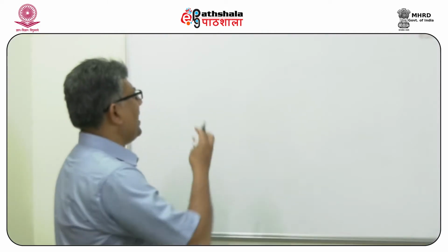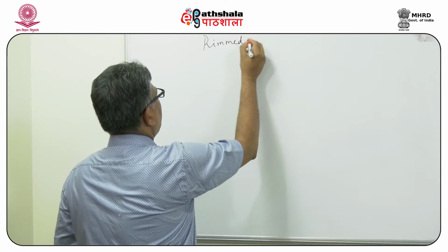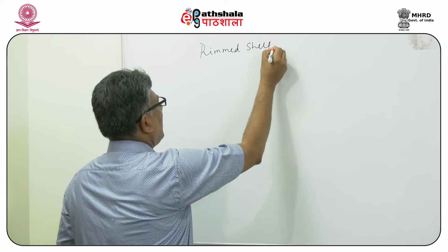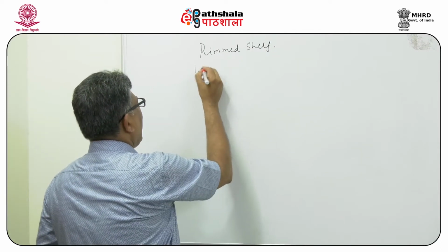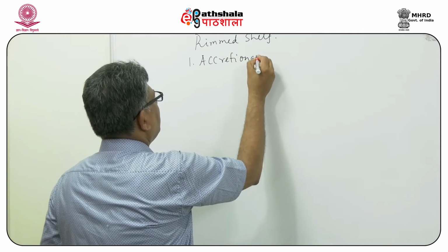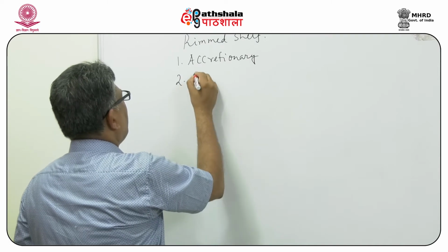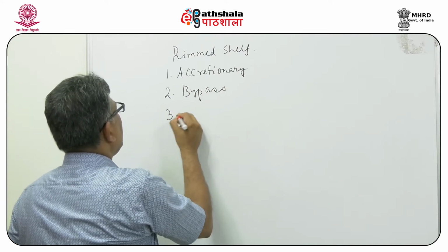Now the rim shelf, or rimmed shelf, again is classified into three different types. Number 1, accretionary rim shelf. Number 2, bypass. And number 3, erosional rim shelf.